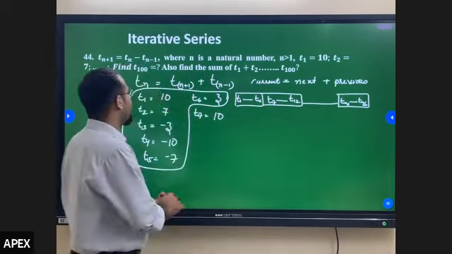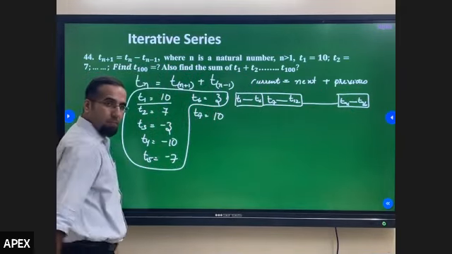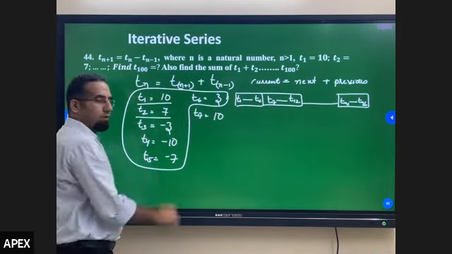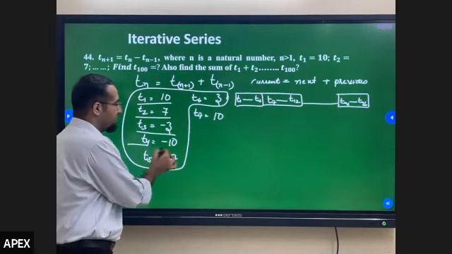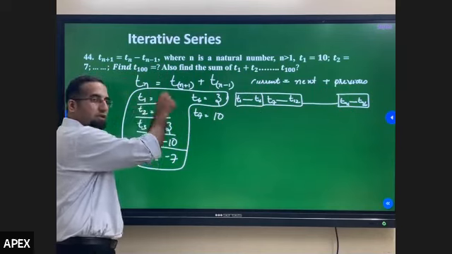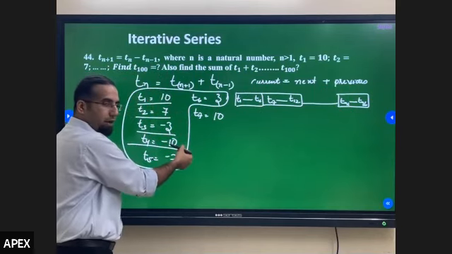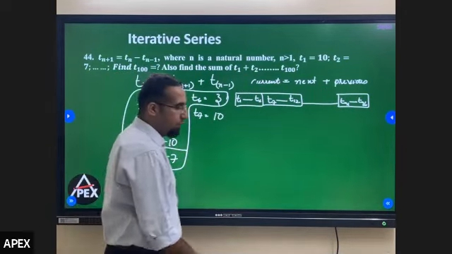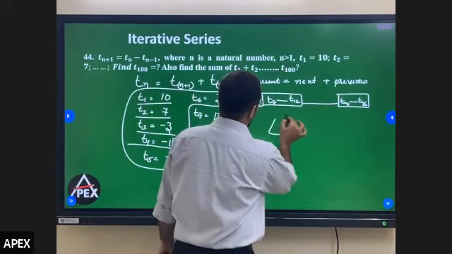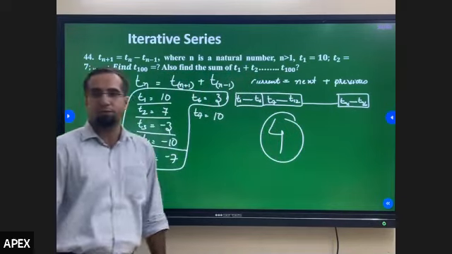Now T97 will again be this term, T98 will be this term, T99 will be this term, and T100 will be this term. So the sum is nothing but the sum of these terms. 10 and minus 10 again become 0. 7 plus minus 3 will give me plus 4. So my answer for this series is 4.